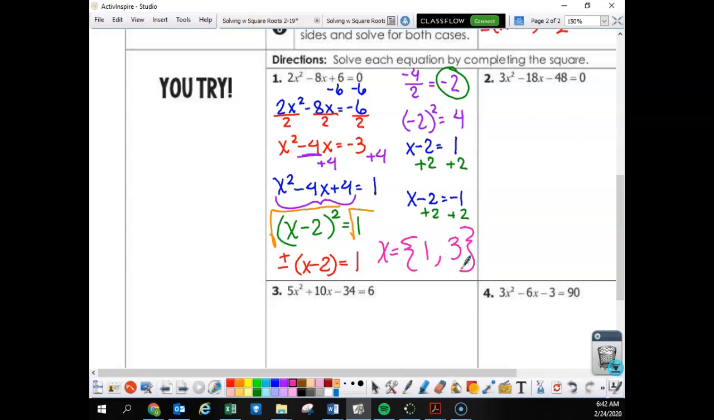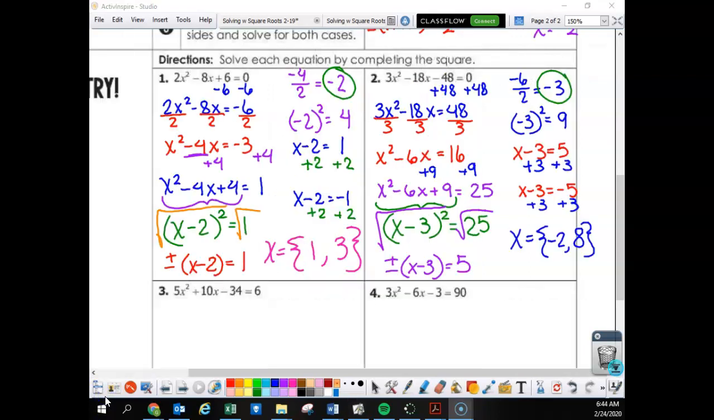Okay. Try the next two. And then I'm going to do them already, so it's going to be worked out. I'm not going to talk through them. I'm just going to do them. Try the next two, and then I'm going to do number 4 with you. Okay, try the next two, and then I'm just going to show you the answers.